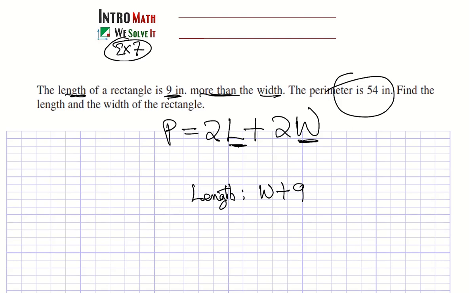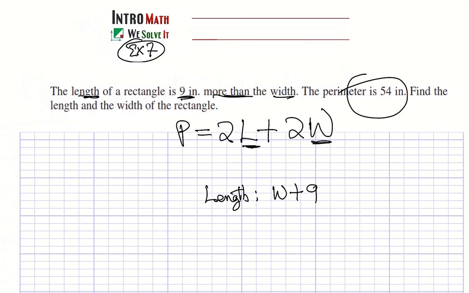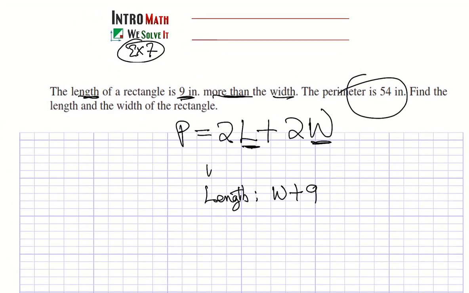We know, because from the formula given to us, right? We know that the width is W, okay? And we know that the length is L, okay? And then it said the length is W plus 9. Do you get that? Okay, so you gotta be careful with this.